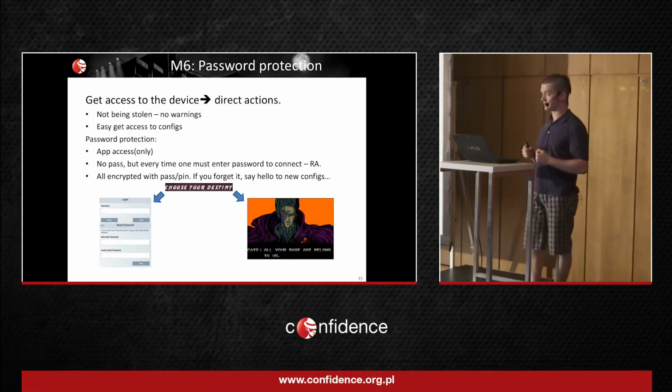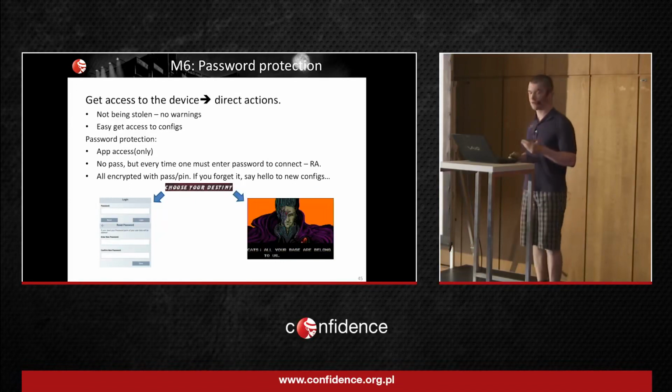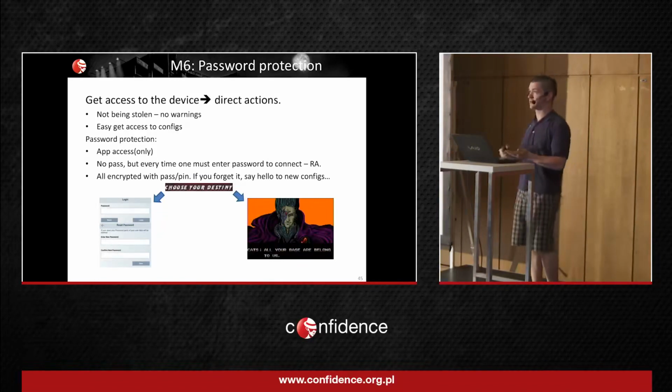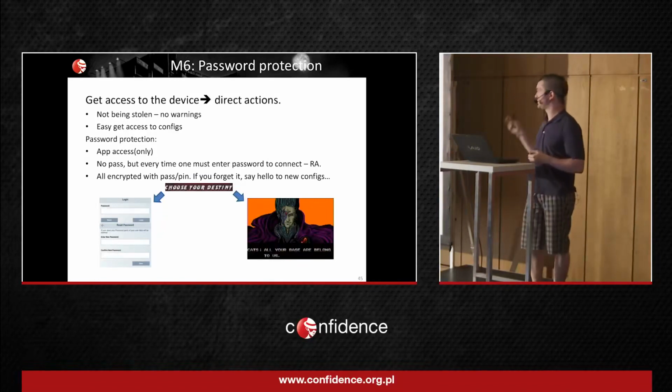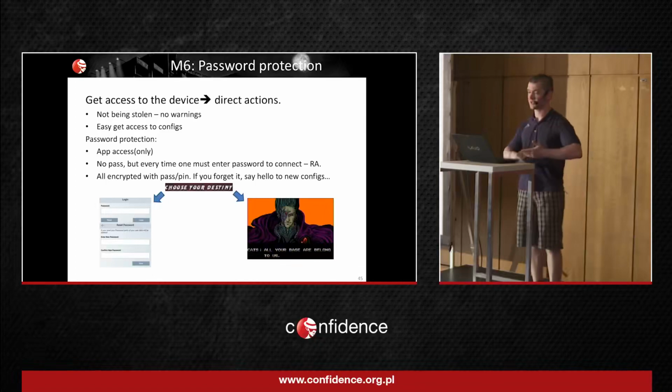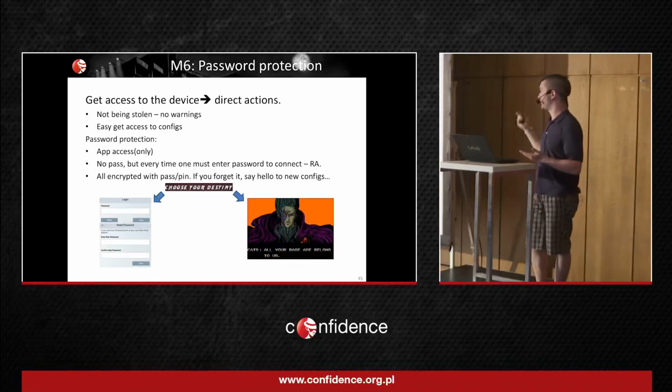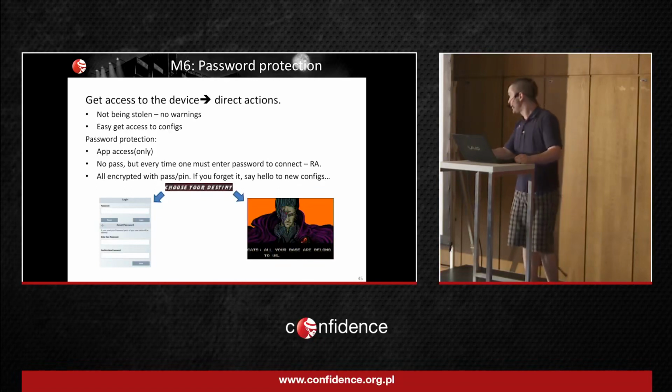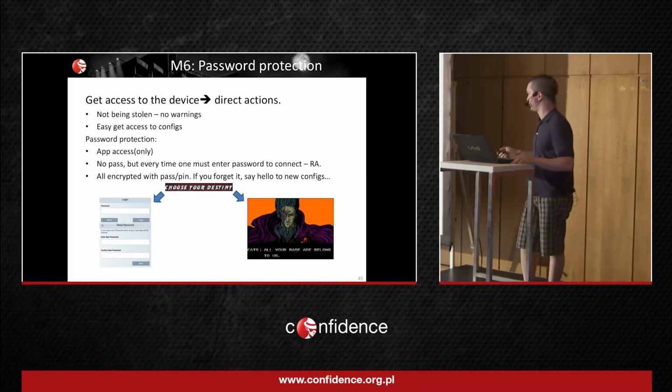So there are 3 types of it. First of all, the password for the application only. So if you want to get access to the application, you must enter the password. The second one is common for remote access apps. So when you hide the application, you must enter the password again to connect to the server. And the third one, I think the most hardcore, is when all data is encrypted with your password. So if you forget the password, say hello to new configs. There is no way to restore it.